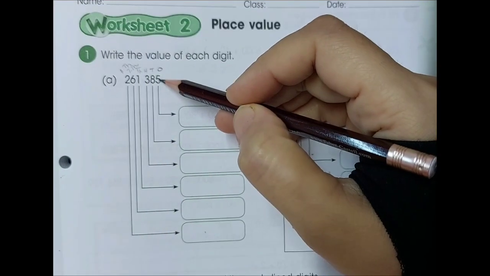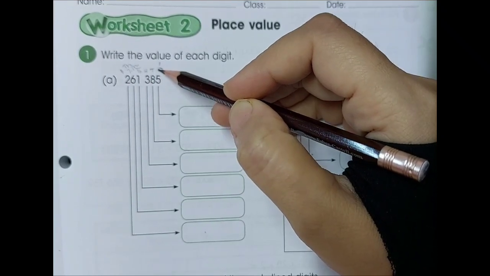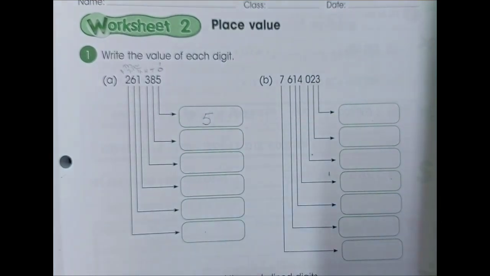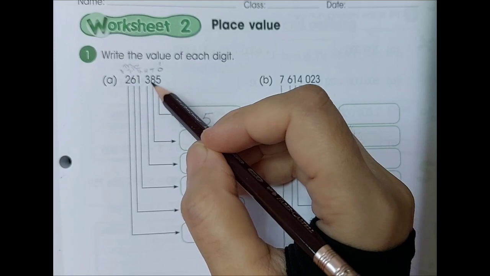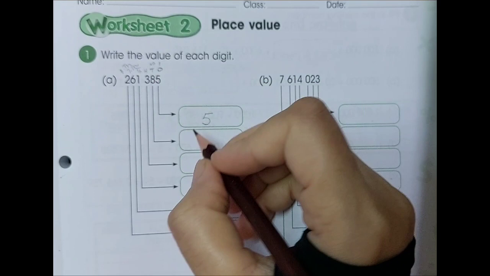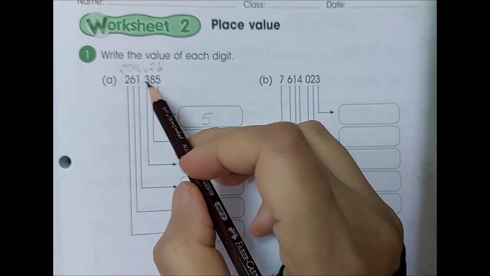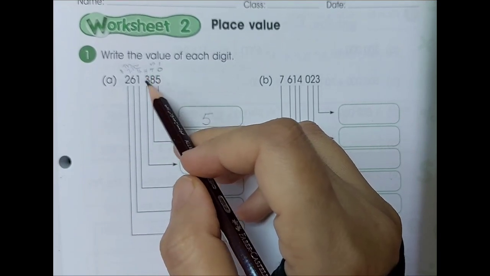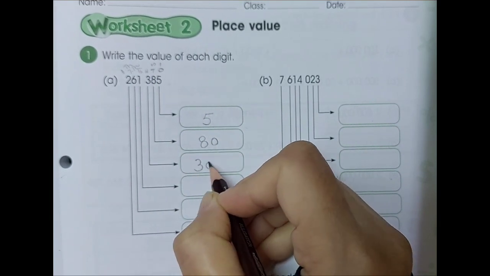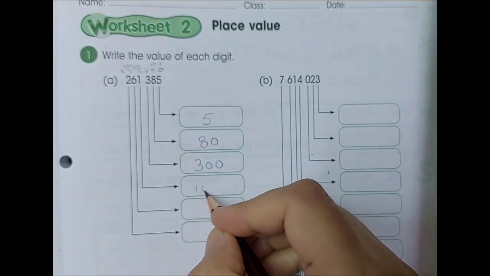Like if 5 is under 1, it means ones, so 5 multiplied by 1 is 5, and the value will remain 5. If your number is 8 and it is under 10, you have to multiply with 10. 8 multiplied by 10 will become 80. Like 3 is under 100, so you have to multiply with 100 and it becomes 300. Okay, 1 is under 1000, so it will become what?